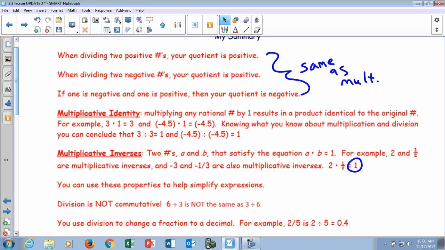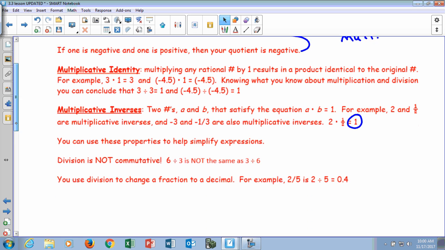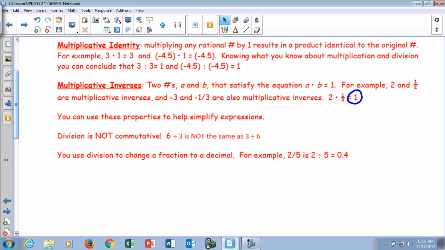Remember how we had the 0.2? Instead of multiplying all across, we were able to simplify the expression. It became really easy, wasn't it? All right? We also learned that division is not commutative, right? We proved that. Right? Division is not commutative. 6 divided by 3 is not the same as saying 3 divided by 6. We proved it with a lot of different ways, didn't we?